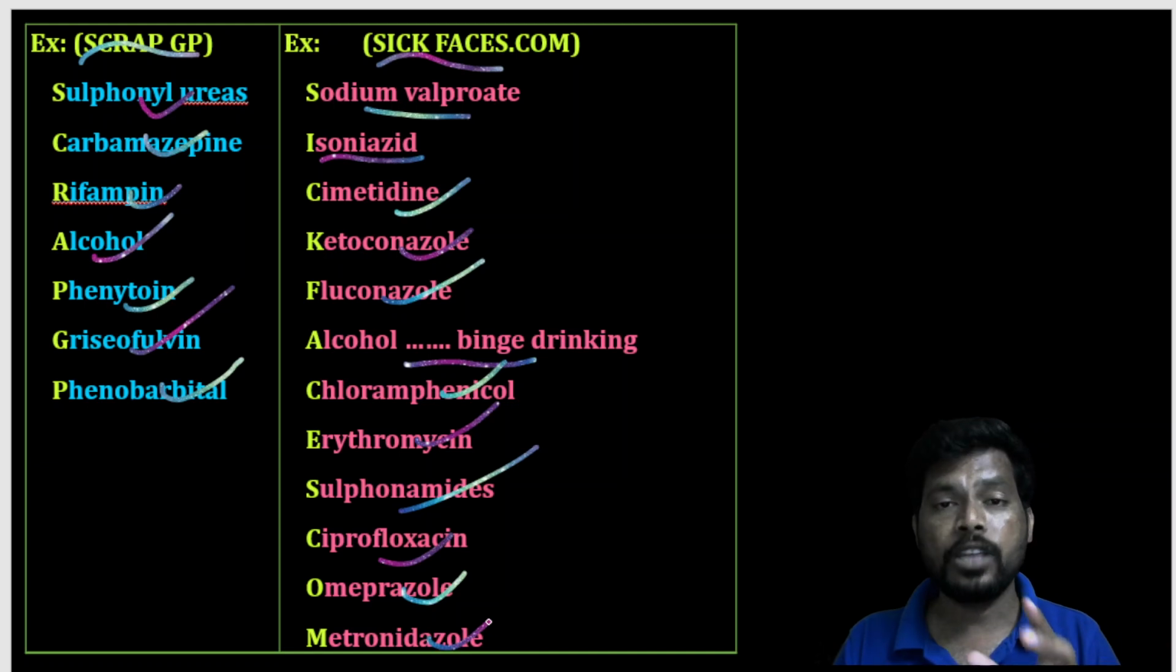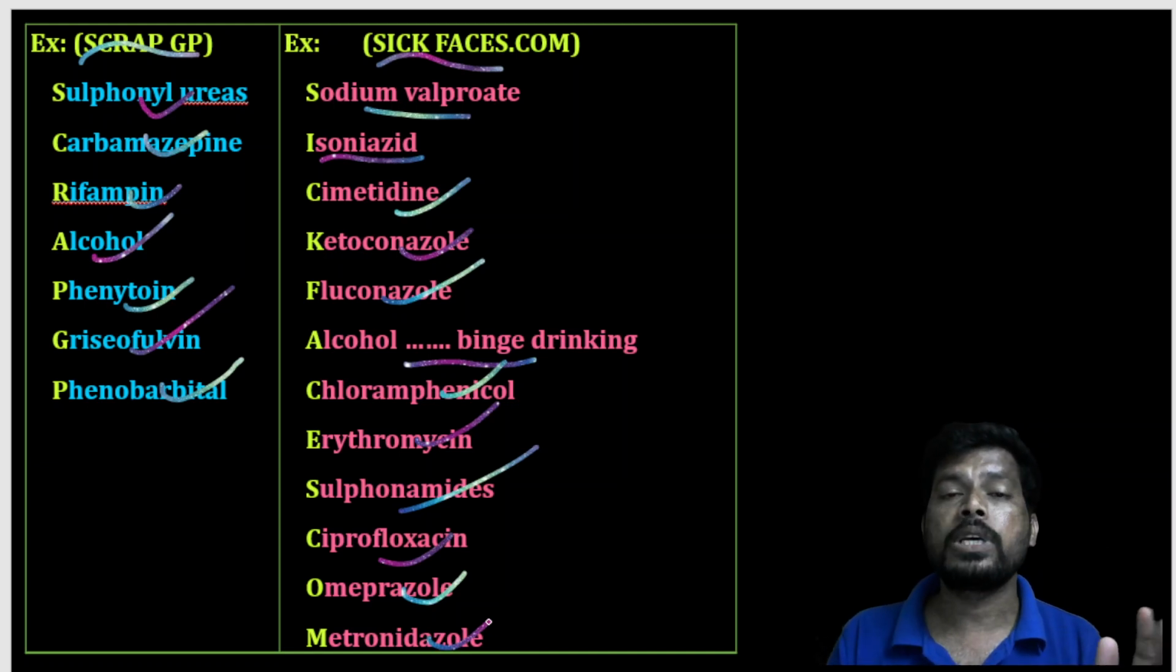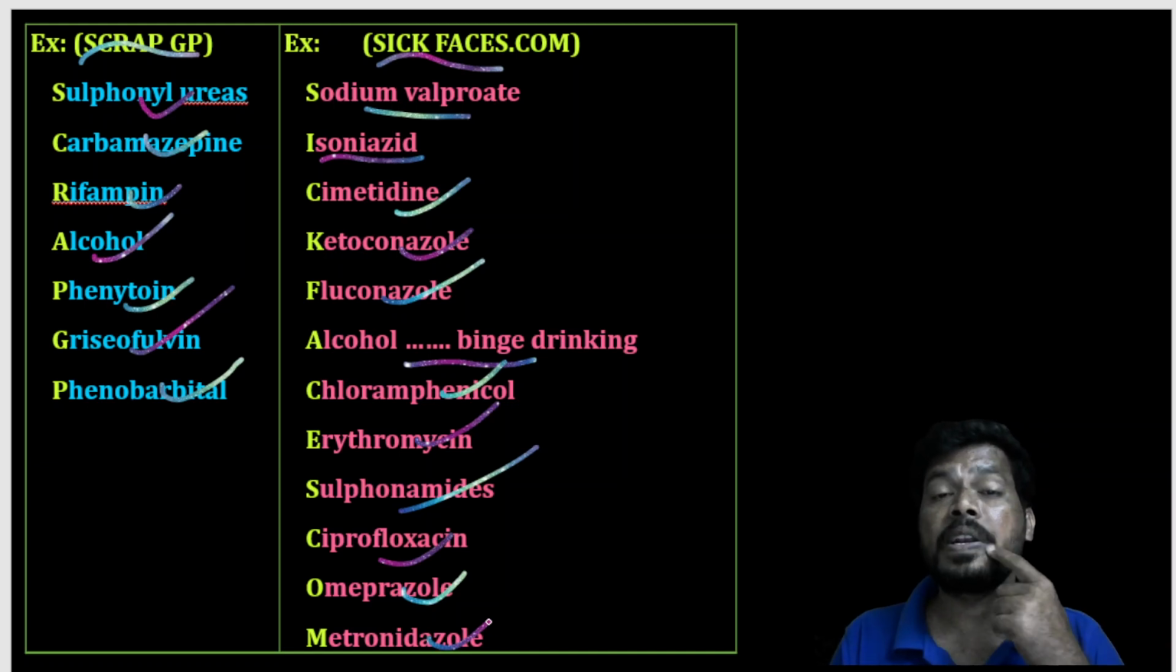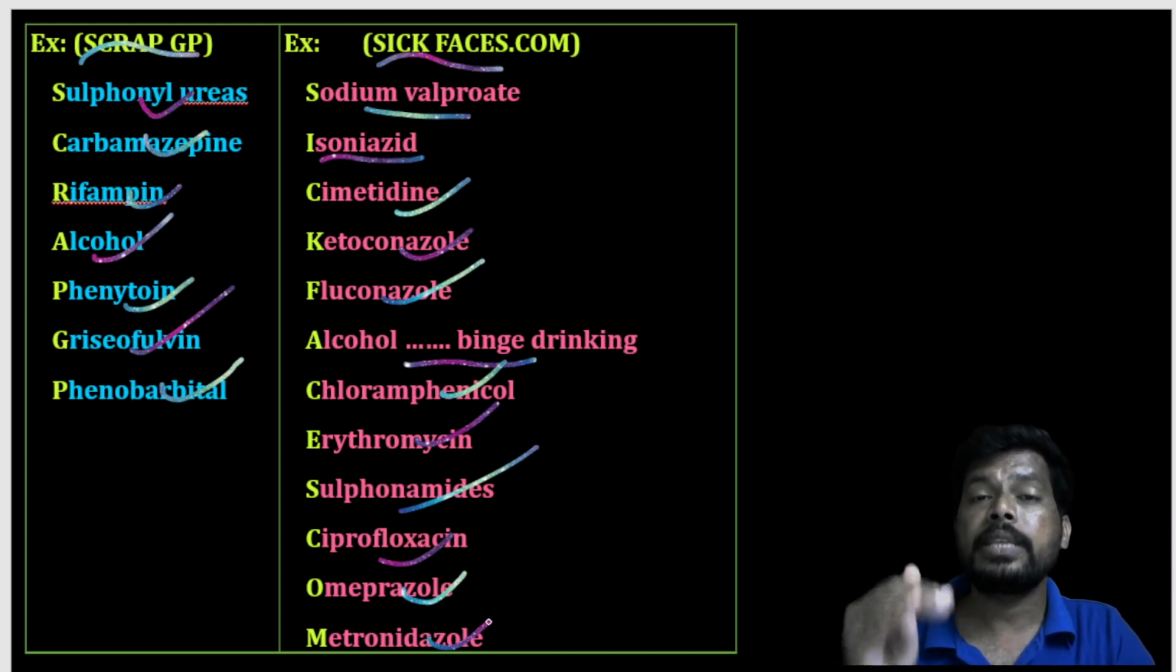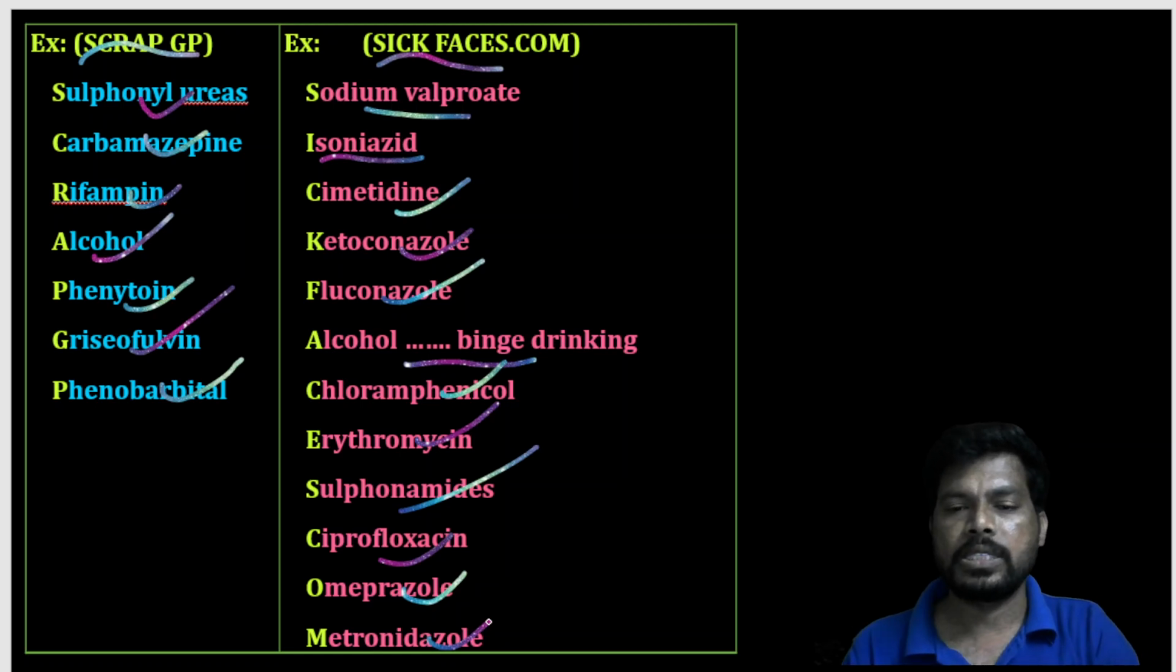So these are the examples. Enzyme inducers increase the liver enzyme levels and increase the metabolism of drugs, and enzyme inhibitors decrease the metabolic enzymes and decrease the metabolism of drugs.